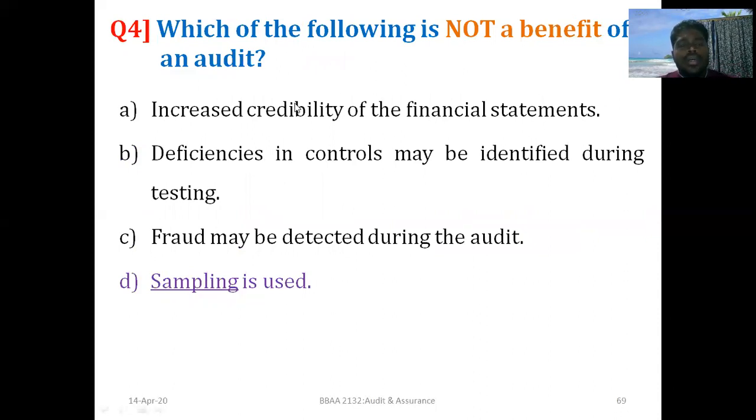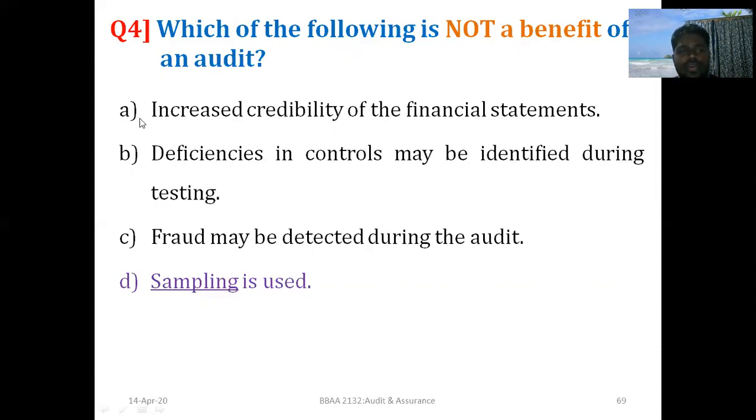Yes. So question number four, which of the following is not a benefit of an audit? Yes. The number of benefits we discussed, no? The question is which of the following is not a benefit? This is the opposite question. So you had to be careful because in MCQ, the examiner may try to confuse you by giving these mixed questions. The fourth question is something different, not a benefit. Opposite type question, so not a benefit of an audit.